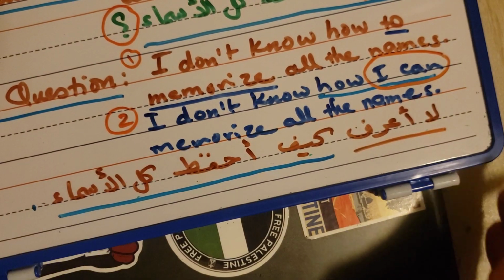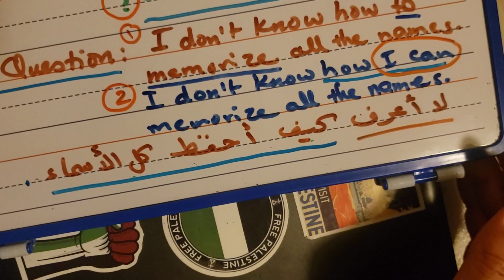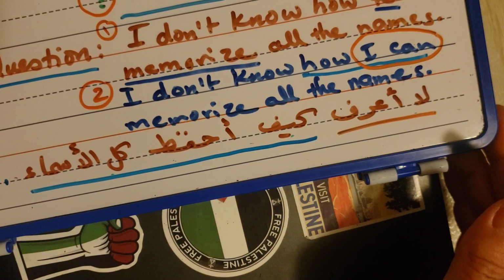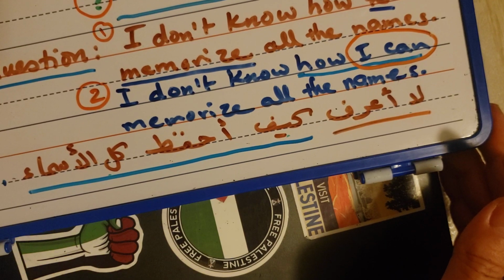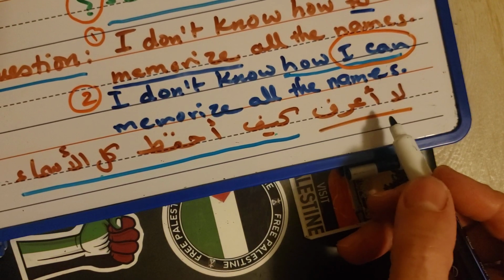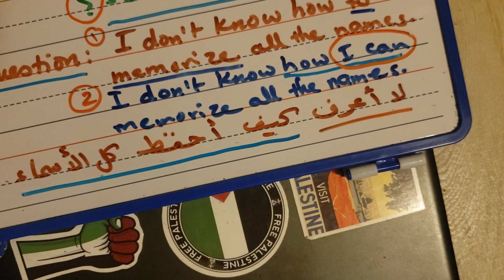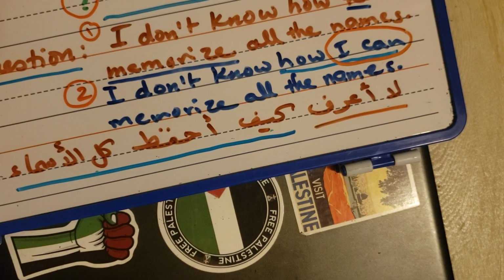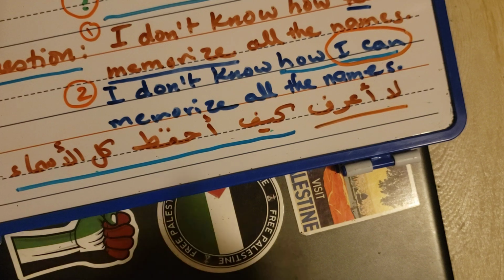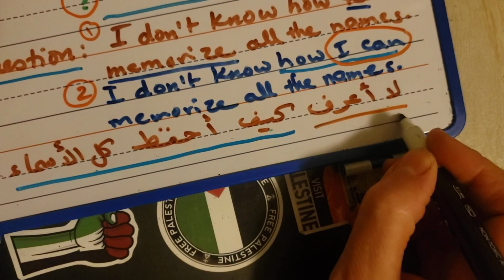And you have to put a period because this is an indirect question. You're pleading with somebody to help you understand how you can memorize all the names. So you either say لا أعرف, I do not know how. It depends on the sentence you want to create. Let's say you want to say I do not remember how I can memorize. You can say لا أتذكر.